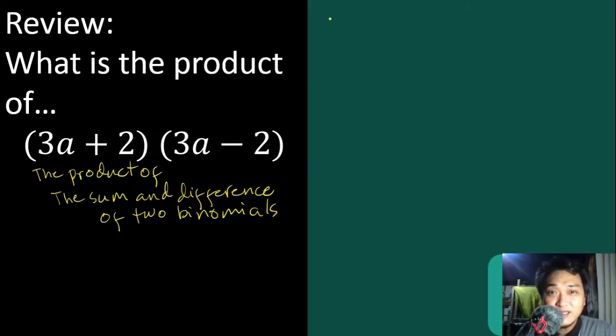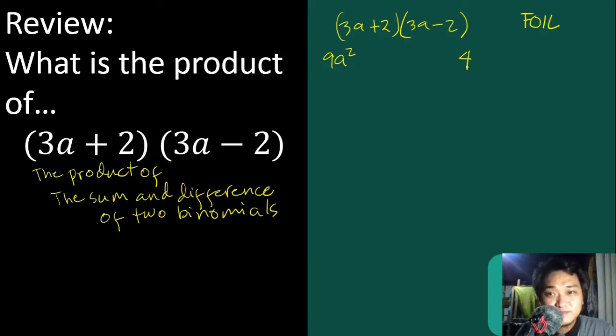And if you're going to multiply that, 3a plus 2 times the quantity 3a minus 2, we're going to employ the FOIL method, wherein we are going to square first the first term, that is 9a squared, and we're going to square the last term, which is 4. Don't forget, negative siya. So, negative 4. Why? Because positive 2 times negative 2 is negative 4.